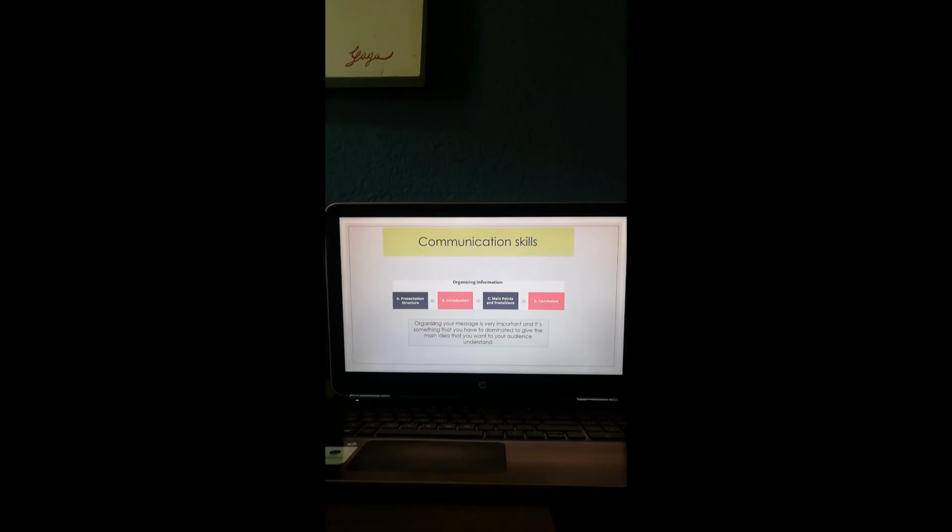Then organizing information begins with a presentation structure, then the introduction. This part is important because we get all the attention of the audience if we give good information. Then the main points and transitions, and finally the conclusion. Organizing our message is very important, and it's something we have to master to give the main idea that we want our audience to understand.